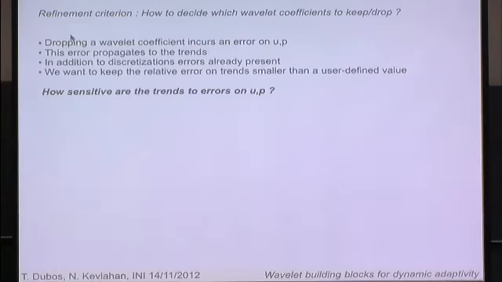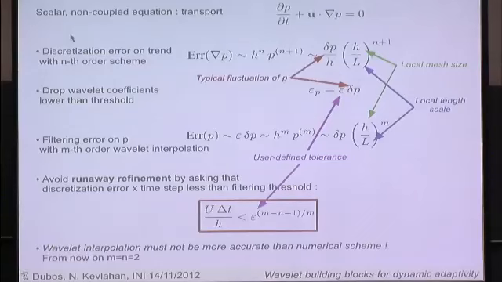And the basic underlying idea is that if I drop a wavelet coefficient, then I will make a small error on velocity and pressure. And this error will propagate to the tendencies through the numerics. This will add to errors which are already present, which are the truncation errors of my numerical scheme. And we want to keep all these errors smaller than some predefined value.